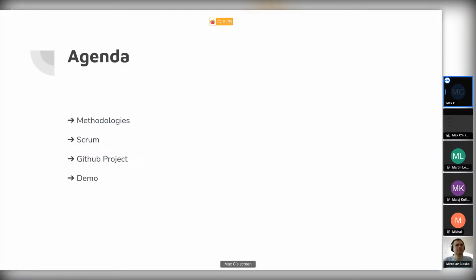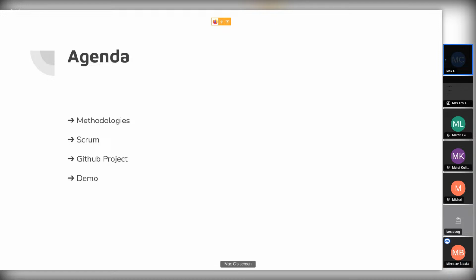So first, I want to talk about different methodologies for project management in IT. Then I will talk about one in particular, which is Scrum, and I will explain why I took this one. And then I will try to apply this methodology with GitHub and GitHub Projects, and then show you a little demo about it.